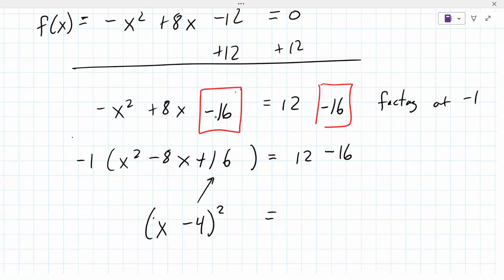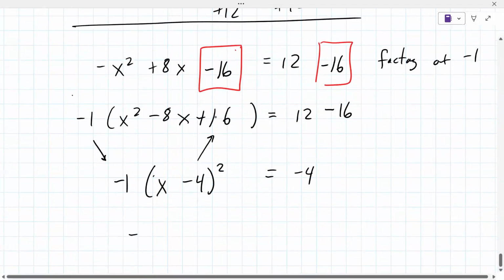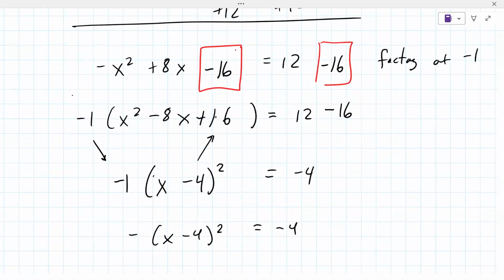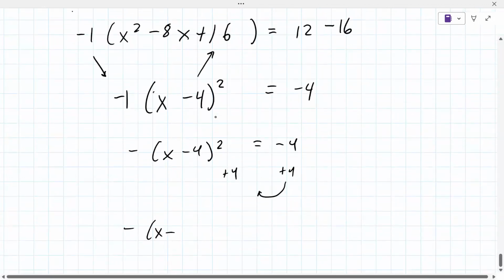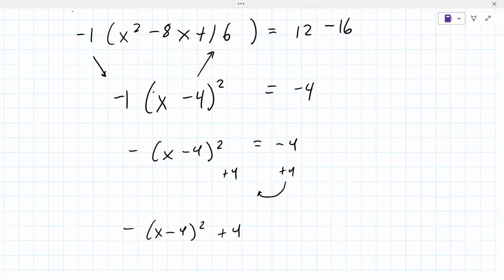All right, so on the right side, it's negative 4. You have to bring down this negative 1. Negative x minus 4 squared. And then you add 4, you get this coming back to the other side. Negative x minus 4 squared plus 4, like that.